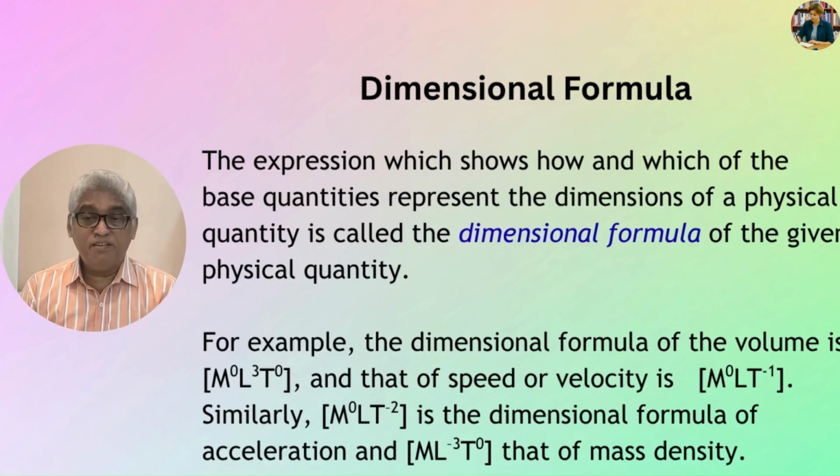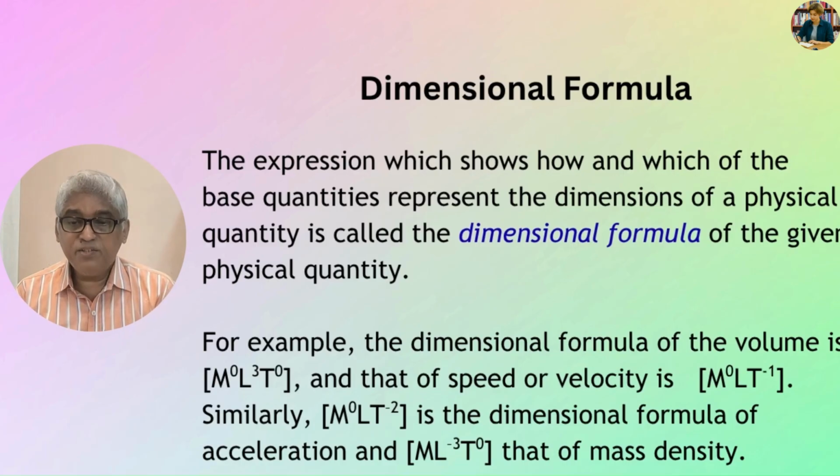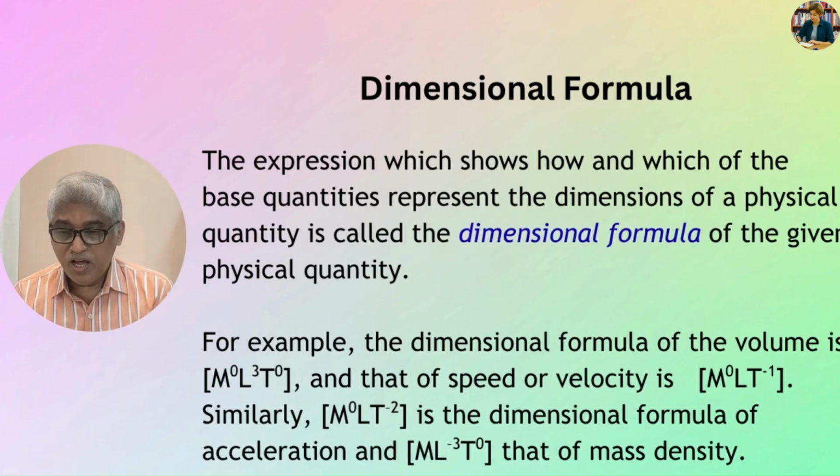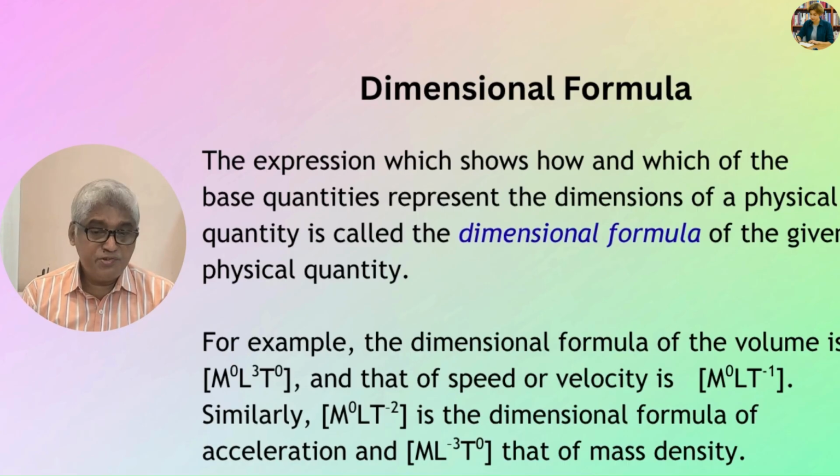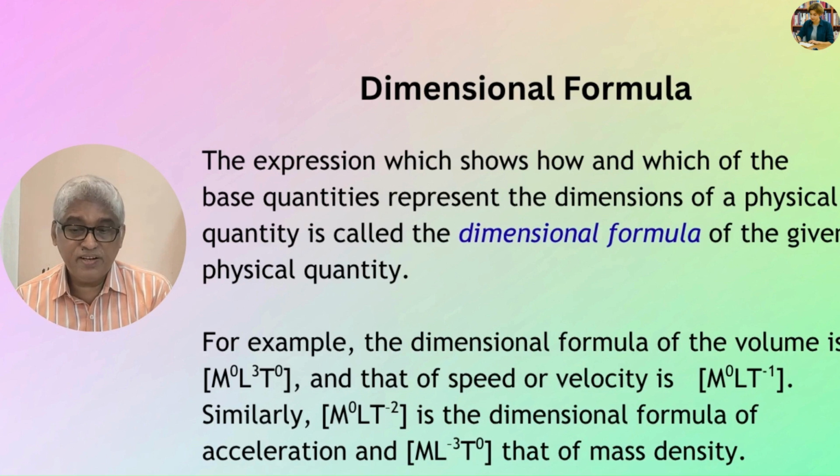What is meant by dimensional formula? Now look at this board. The expression which shows how and which of the base quantities represent the dimensions of a physical quantity is called the dimensional formula of the given physical quantity. For example, the dimensional formula of the volume is M raised to 0, L raised to 3, T raised to 0. So this is called the dimensional formula. And that of speed or velocity is M raised to 0, L raised to 1, sometimes 1 is not written, it is understood, T raised to minus 1.